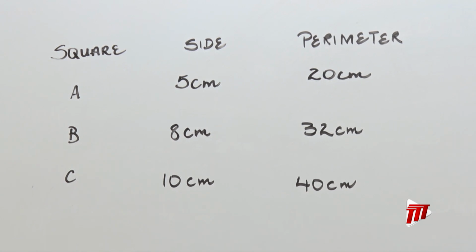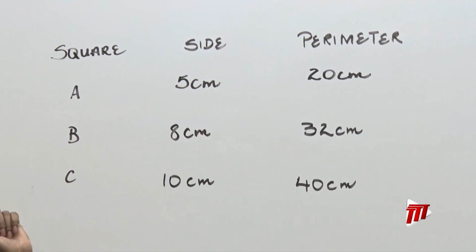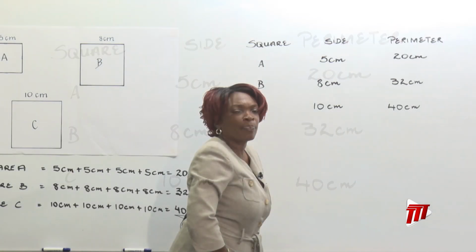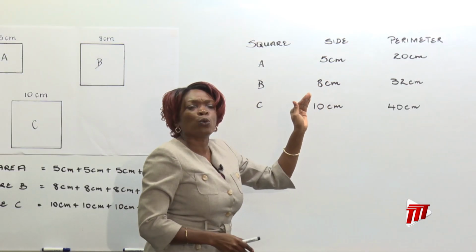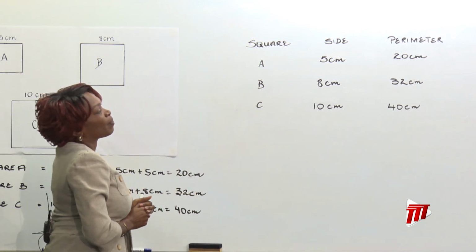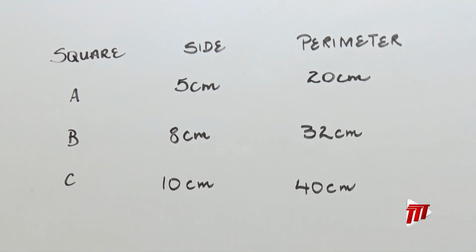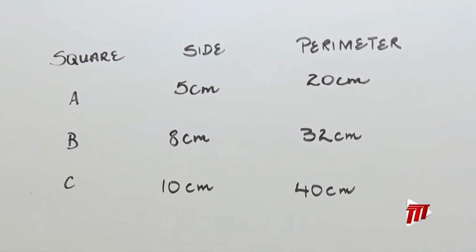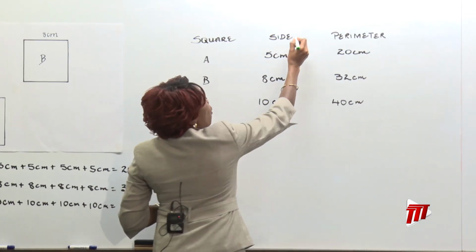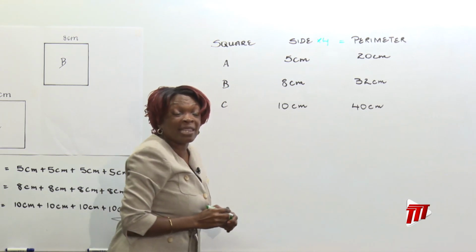Without adding each side, what can we do to get the perimeter? Look at the pattern. 5 centimeters, perimeter 20 centimeters. Side 8 centimeters, perimeter 32 centimeters. Side 10 centimeters, perimeter 40 centimeters. Can we apply the same rule to all 3 to get a pattern? Look carefully. Are you seeing it? I am. What if we say we multiply the side by 4? If we multiply the side by 4, will we get the perimeter?